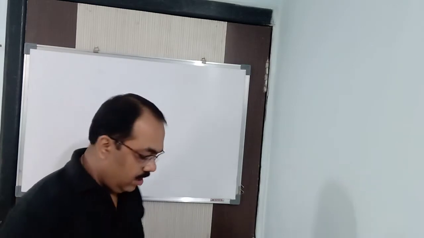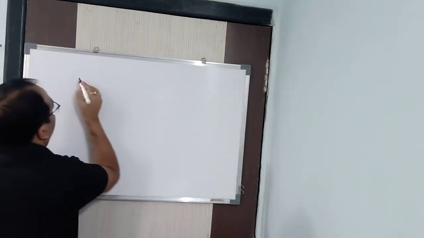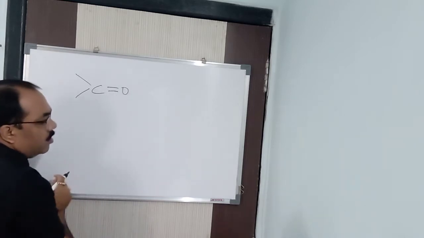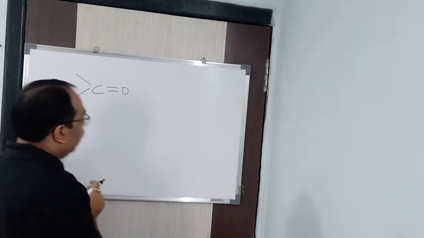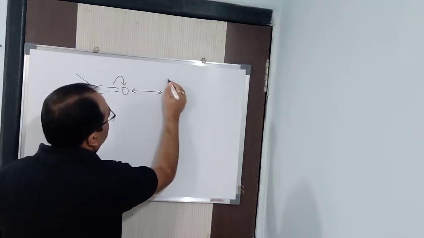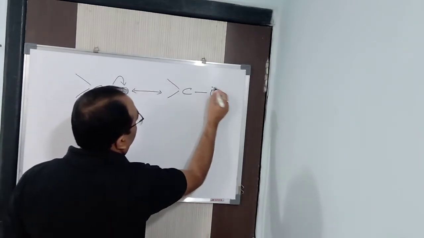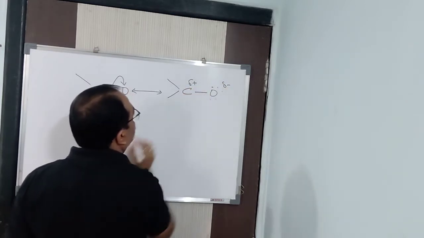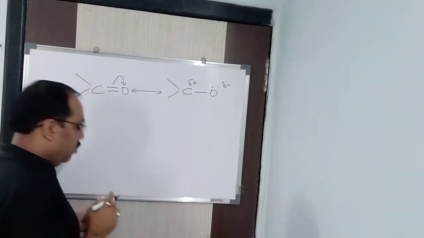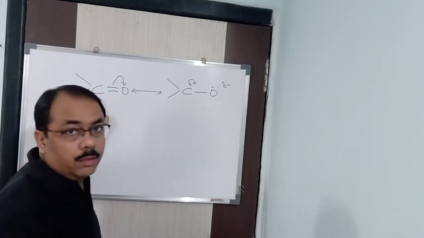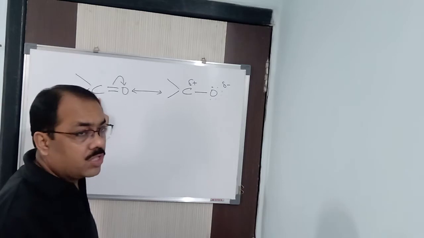We have already seen that ketones or aldehydes contain which group? This is known as the carbonyl group. It undergoes resonance. You have seen that this sort of resonance gives negative on oxygen and positive on carbon. So due to this reason, this carbonyl carbon has electropositive character.